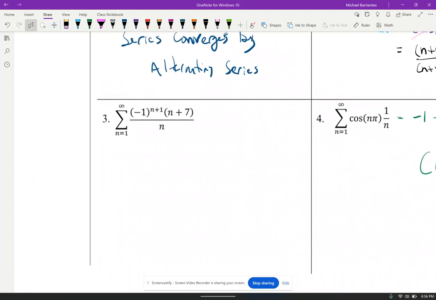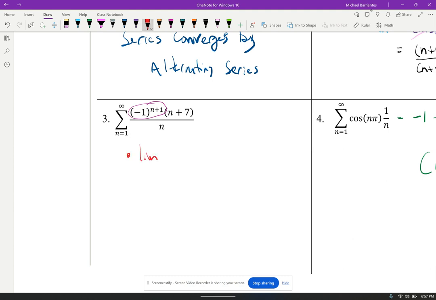We're doing number three. Is this an alternating series? If it is, can I use my two conditions to check for convergence? When I look at number three, I notice this part will produce the alternating part. So this is an alternating series. So we're going to start with the first condition.